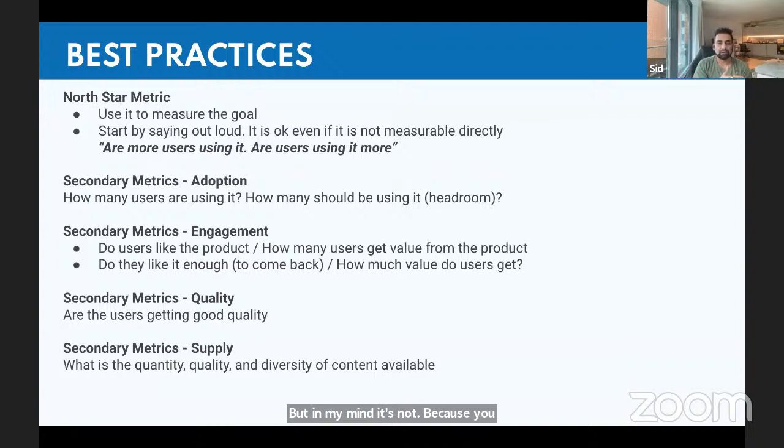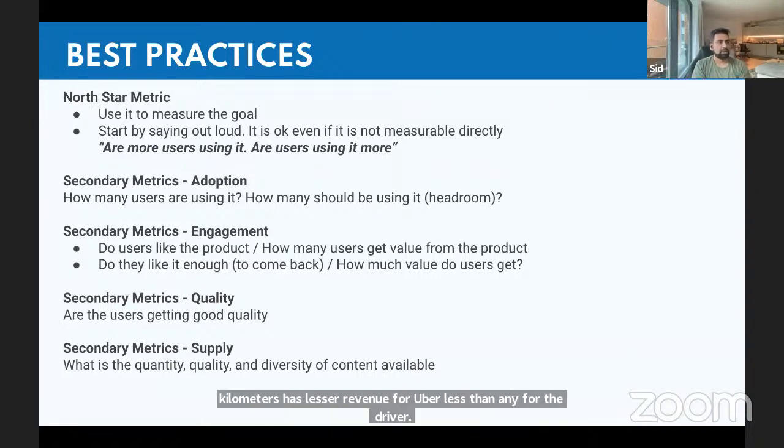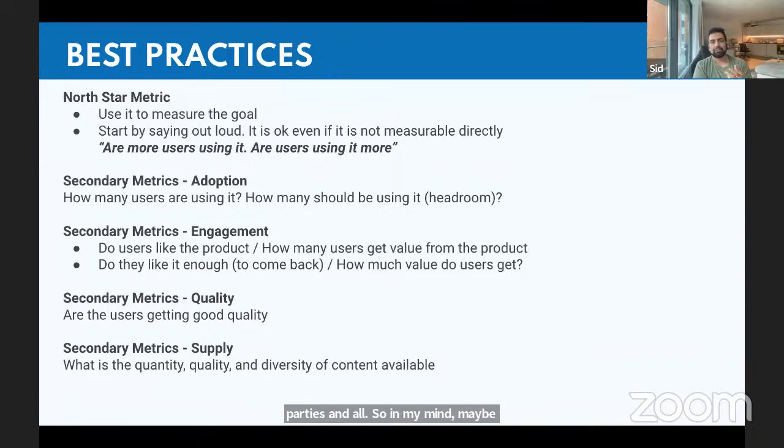people are taking cabs for a distance of 5 kilometers, but people are also taking it for 20 kilometers, for 100 kilometers, or whatever. And all of these rides are not equal, right? 5 kilometers has lesser revenue for Uber, lesser revenue for the driver. Similarly, a longer ride has more revenue for both parties involved. So in my mind, maybe a better metric is total number of kilometers driven per week, because that helps me understand that to increase my kilometers, I can get more users booking rides, or I can get users to book longer rides, right? So usually answering this question will get you very close to a good North Star.